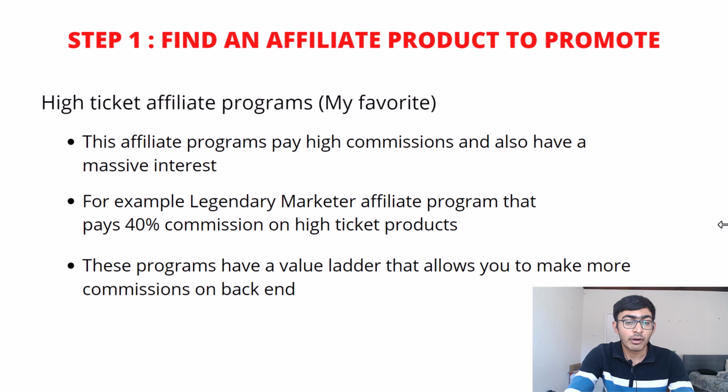Right now I'm promoting Legendary Marketer, and Legendary Marketer pays me 40% commission on high ticket products. That means Legendary Marketer has high ticket products like a $2,000 or $3,000 product, and if someone purchases that product, then I will get a $1,000 commission. These types of affiliate programs have a value ladder that allows you to make more commissions on the back end. So now I will show you the Legendary Marketer website and explain why Legendary Marketer is the best affiliate program to promote.